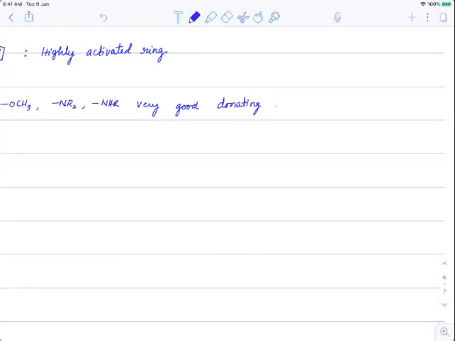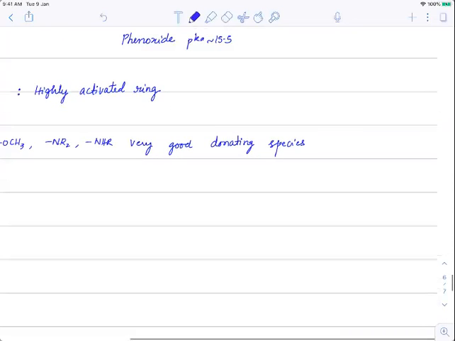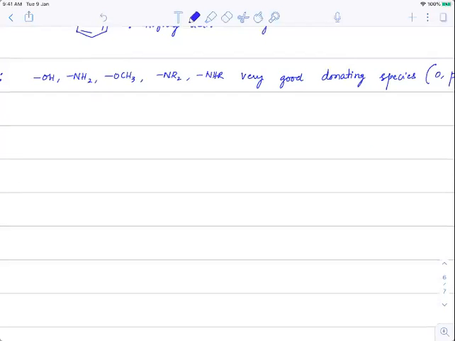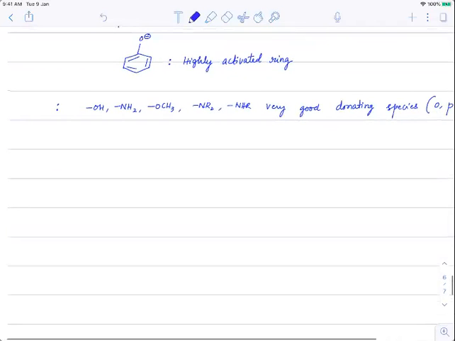Donating species. On benzene, if there is any donating species, that means it is going to be ortho-para directing. They're all going to be ortho-para directing. Ortho-para directing means any electrophile approaching at ortho and para will find some negative charge present there. So definitely ortho-para directing is more favored.